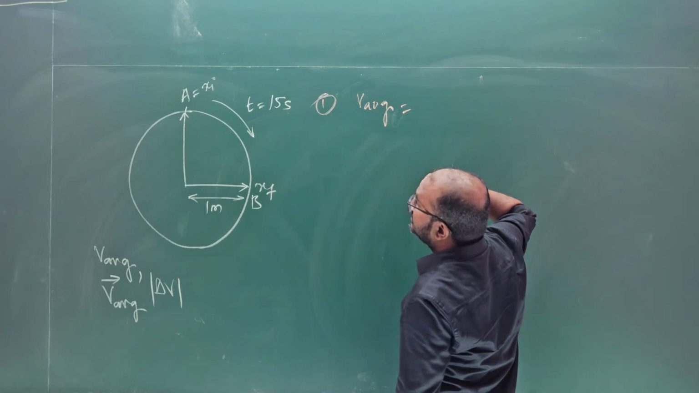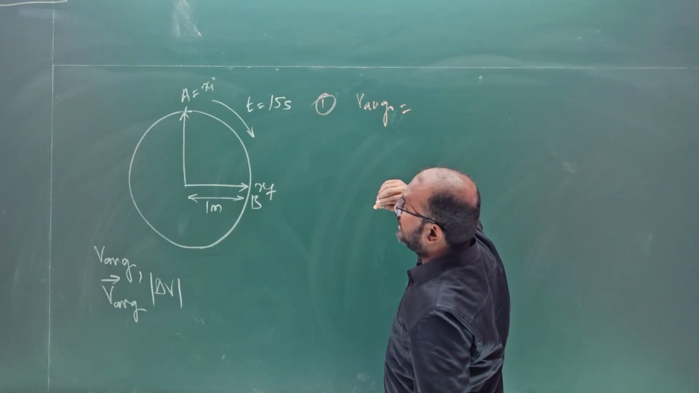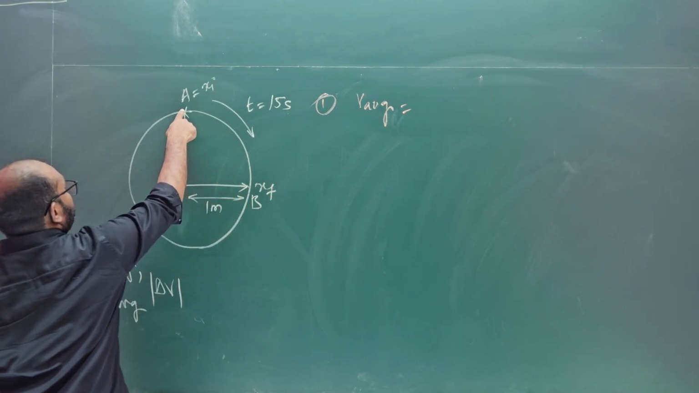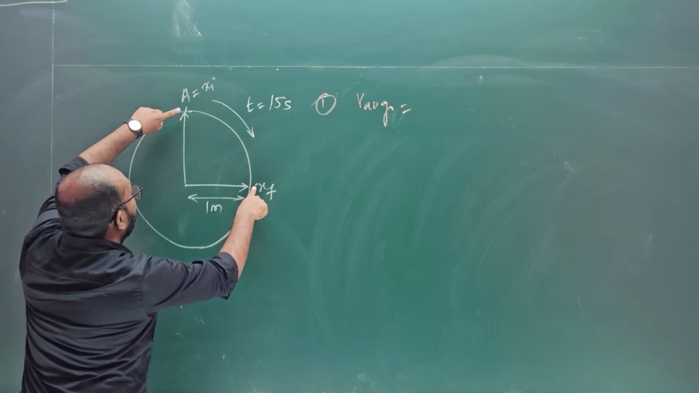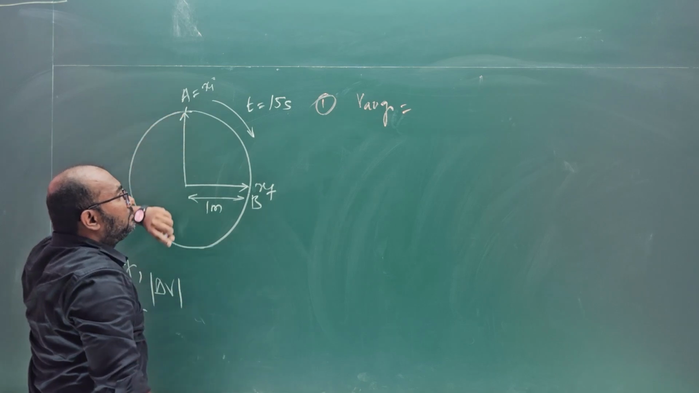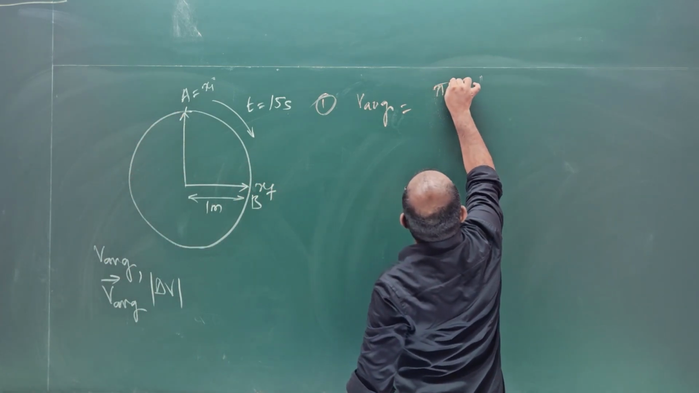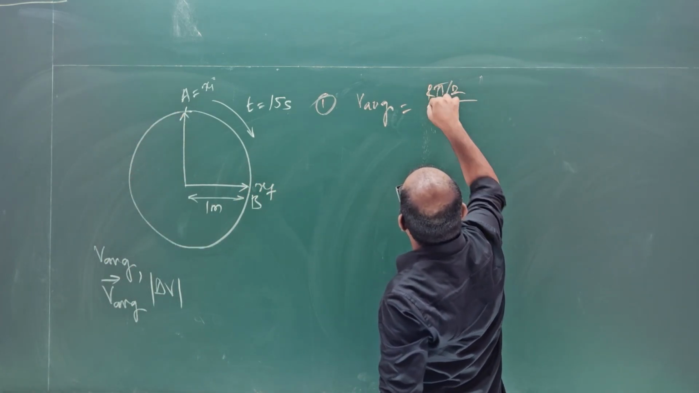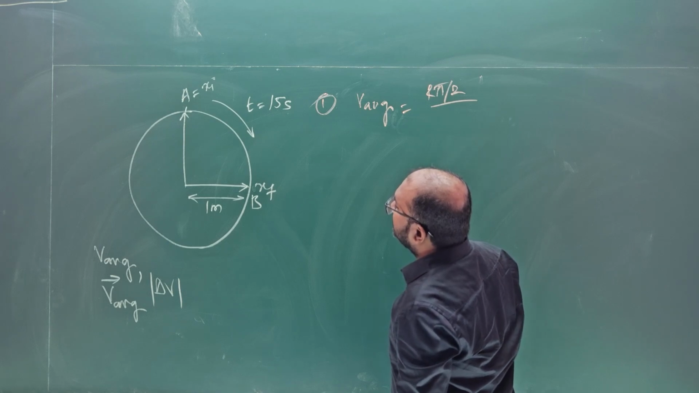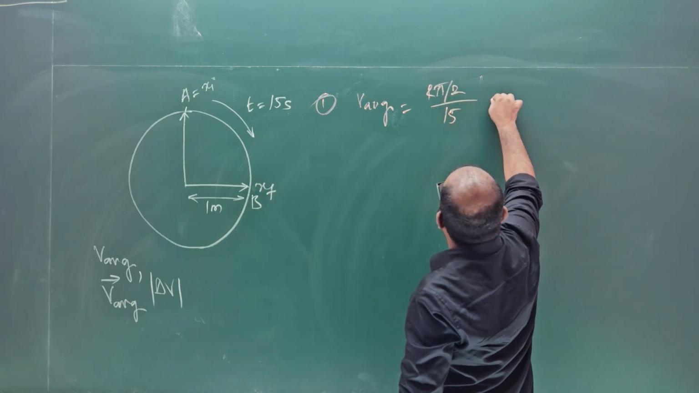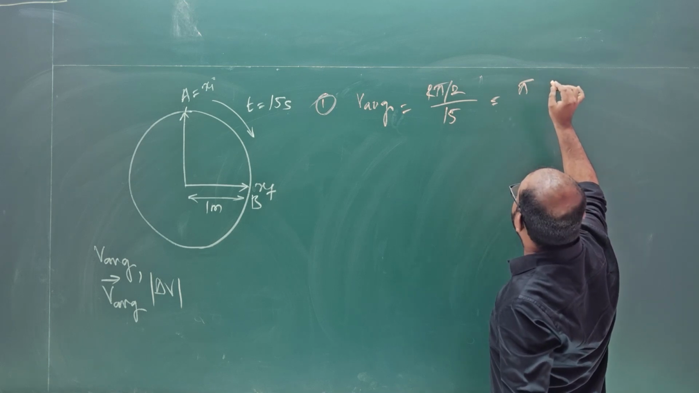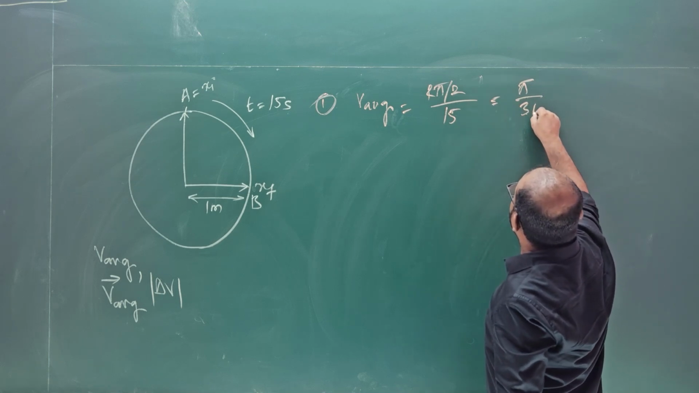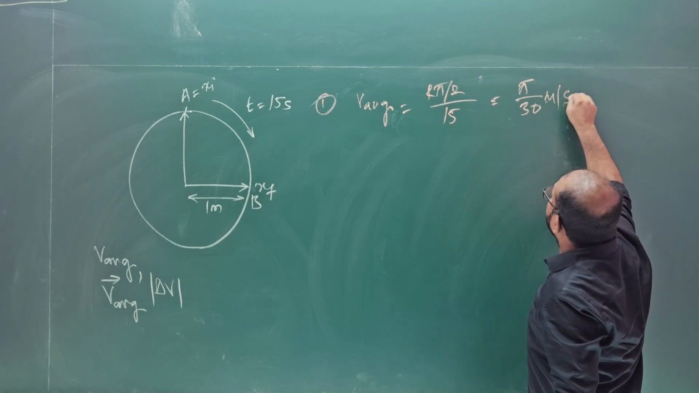Average speed is total distance upon total time. Total distance: from here to here is 2 pi r, half becomes pi r, and this quarter becomes pi r by 2. So pi r by 2, and time is 15 seconds. That means, with r given as 1, pi upon 30 meter per second.